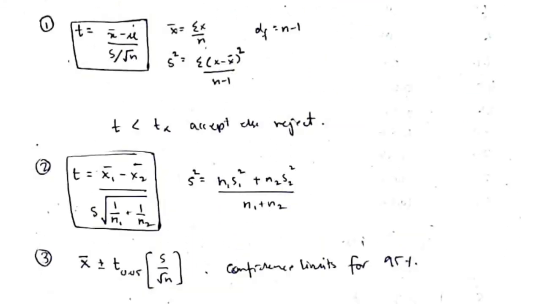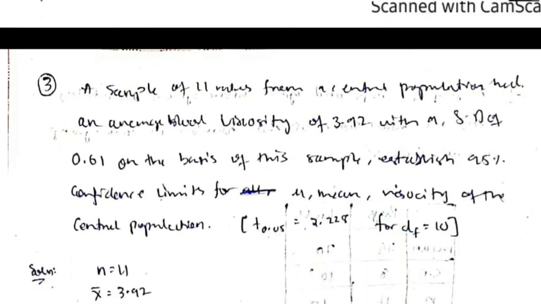Okay. The last type of question can be of confidence limits for 95 or 99%. Okay, so the formula is x bar plus or minus t of 0.05 for 95% and t of 0.01 for 99%, and here s by root n. Everything will be given to us. We just have to substitute in the formula.